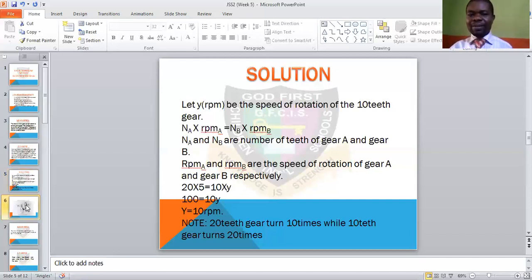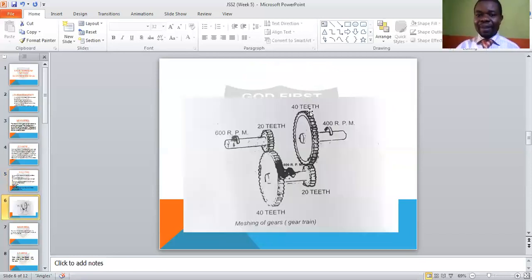We need to look at some here. This is 40 teeth. This is 400 RPM. Then let us look at the one with lower teeth. That is 20 teeth now. They're having 600 RPM. So you can see that the one with 40 teeth has lower RPM, then the one with 20 teeth has higher RPM. That is what I am explaining there.